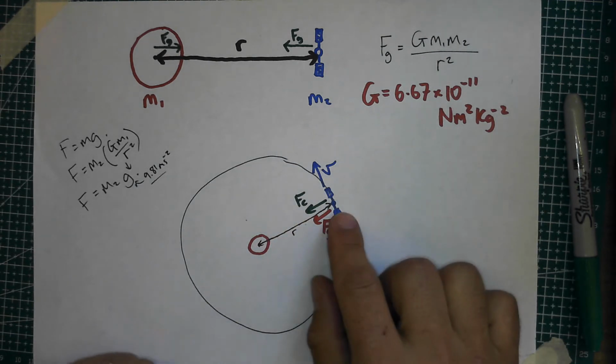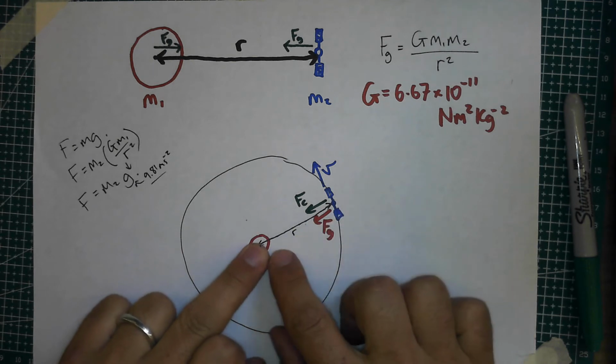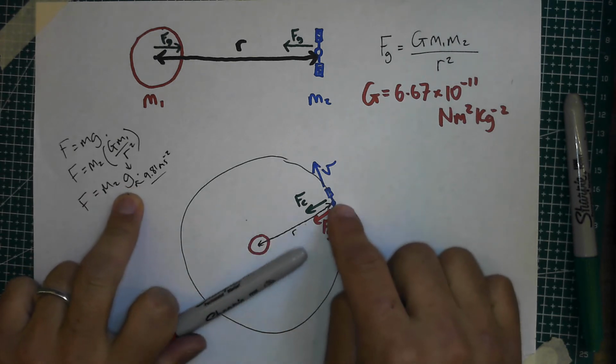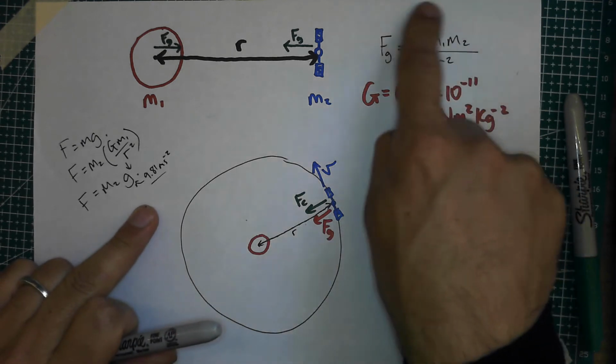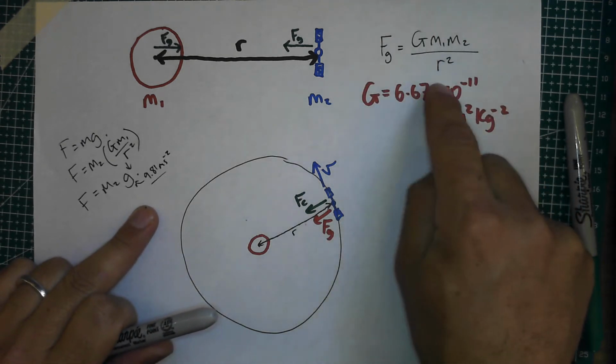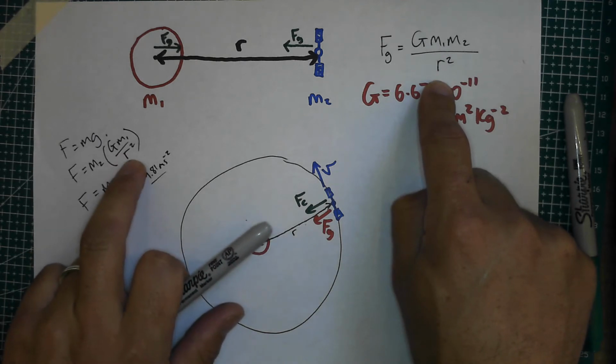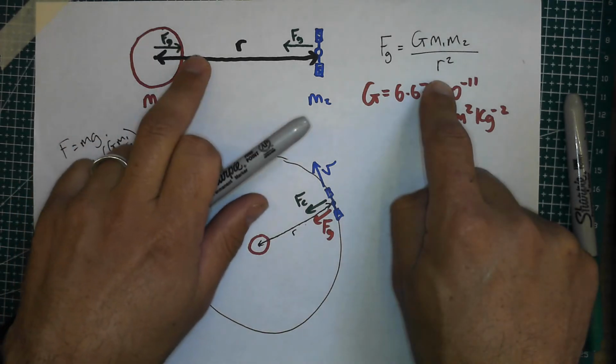So here, because the object's really far away from the surface of the Earth, we can't just use little g to calculate its force due to gravity. We need to use Newton's equation up here, because this radius is so big. This little g only works when the radius you put in here is the radius of the Earth.